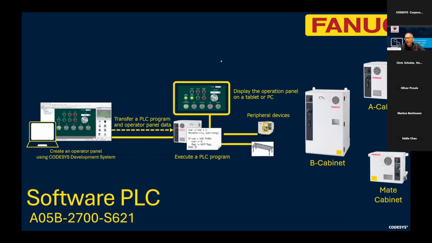The first software option that I want to go into detail about is the Software PLC. This is the minimum software that's required to create programs within CODESYS and deploy the code into the robot controller. The option order number for this item is A05B-2700-621.